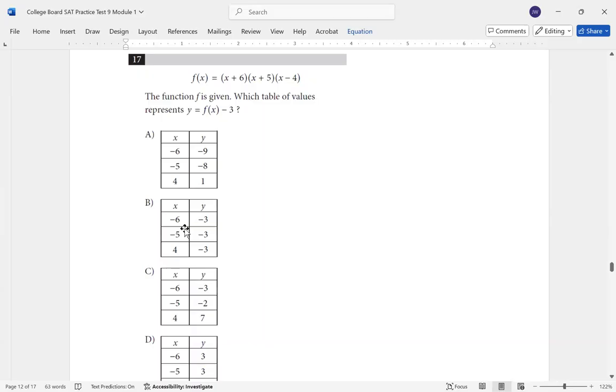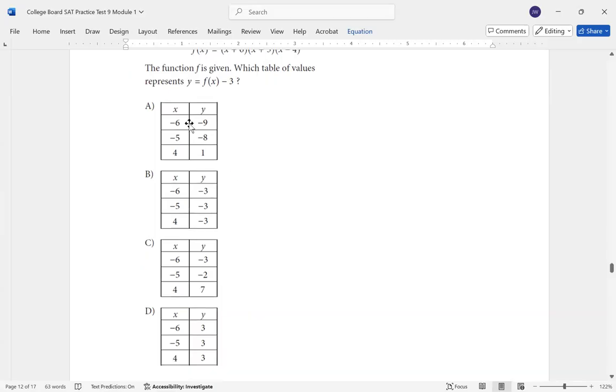Question 17. The function f is given. Which table of values represents y equals f of x minus 3, where the minus 3 is outside the f of x? Now you'll notice that for each case, we're plugging in the same x values. We plug in a -6, a -5, and a 4.